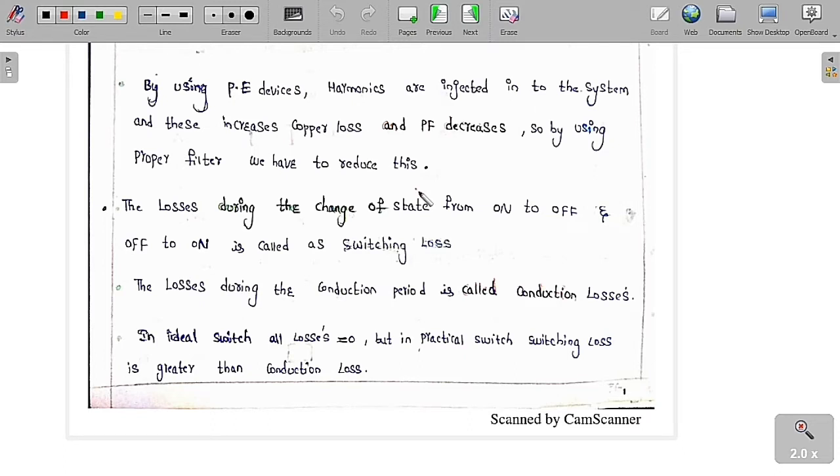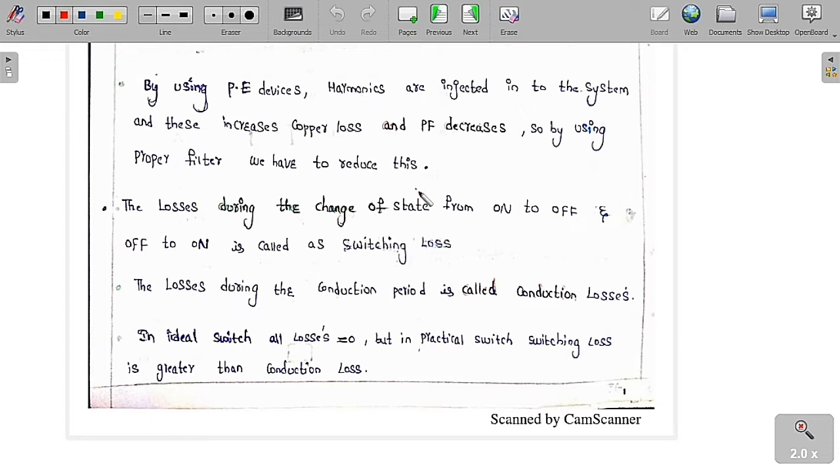So one of the important drawbacks of using the electronic devices in the power processing unit is that they are going to inject a lot of harmonics into the system. Harmonics are going to have a huge amount of frequency. Because of this frequency, a lot of copper losses are going to occur, and also the power factor of the system goes on decreasing.